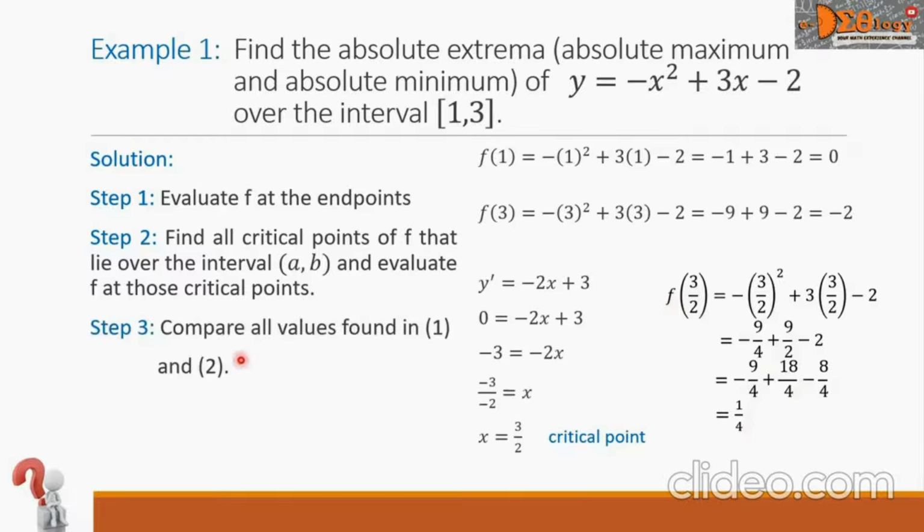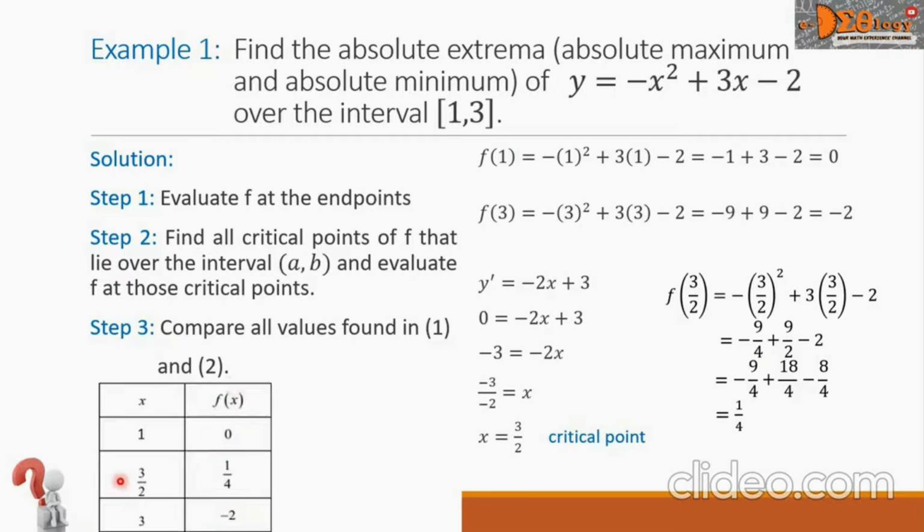Step 3. Compare all values found in steps 1 and 2. It's better if we can put a table like this. We have two columns. The first column is for the x, and this is the column for the endpoints and critical points. So we have the 1, the 3, and the 3 over 2. And in the column beside x, we will write the corresponding values. So we have 0, negative 2, and also 1/4.